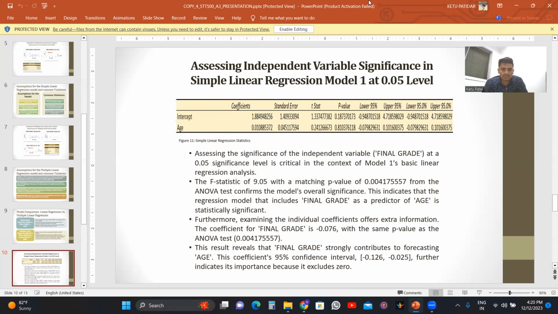For further examination, the individual coefficient offers extra information. The final grade coefficient is 0.076, with the same p-value as the ANOVA test, 0.004175557. This result links final grade strongly to predicting age. The 95% confidence interval involves 0.126 and 0.025, and since it does not include zero, its impact is not assumed to be zero.